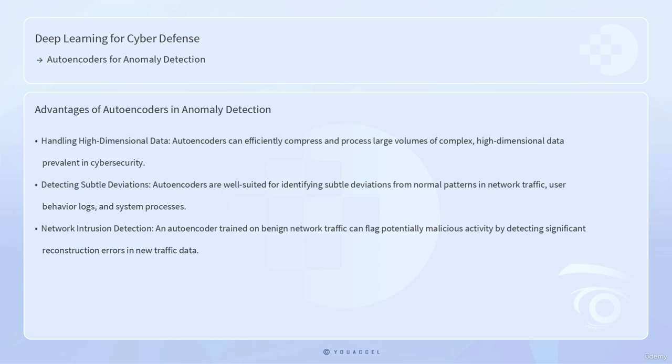For instance, in the context of network intrusion detection, an autoencoder could be trained on benign network traffic data. When new traffic data is fed through the network, any significant reconstruction error would flag potentially malicious activity, such as an unauthorized intrusion or a distributed denial-of-service attack.